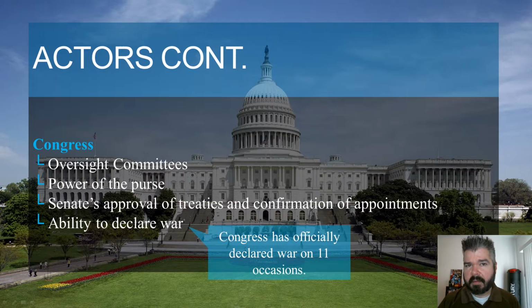The Congress plays a role in foreign policy, and of course, remember, only the legislature can declare war. Only the U.S. Congress can declare war, and in our U.S. history, the U.S. Congress has declared war officially on 11 occasions. So interesting.